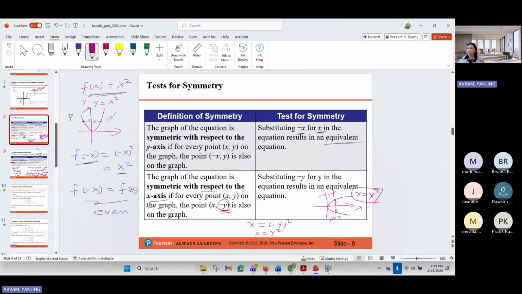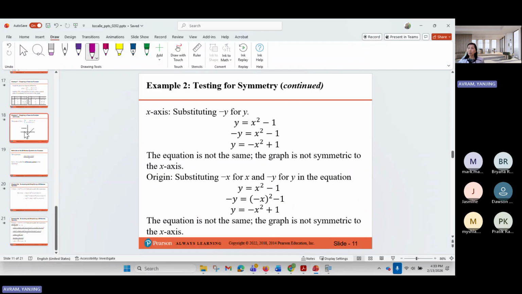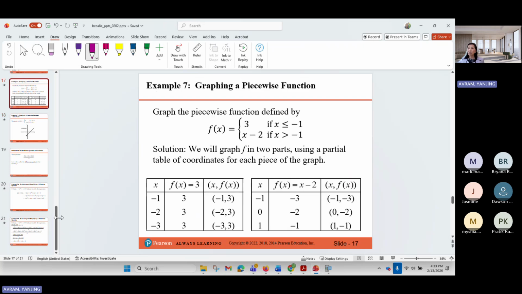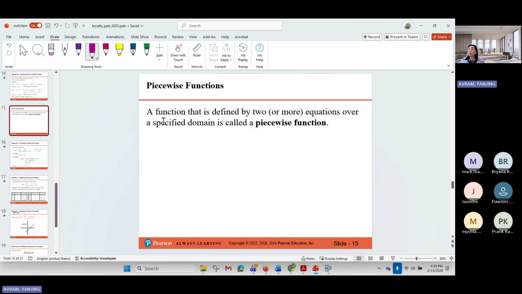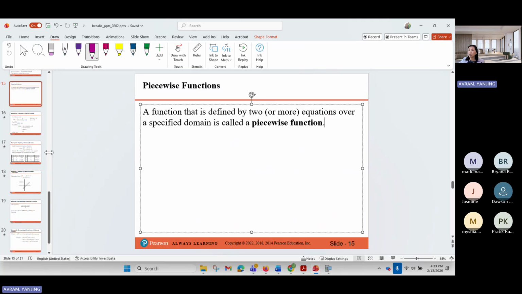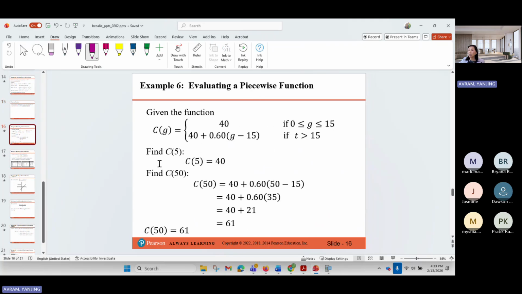Look at that one. The next thing here is graphing the piecewise. So what is a piecewise function? A piecewise function is two or more equations over a specific domain. That means when you graph, x has a limitation. x won't be all real numbers. If you look at this one right here, this is a piecewise. It doesn't look that pretty, but this one is still a piecewise.